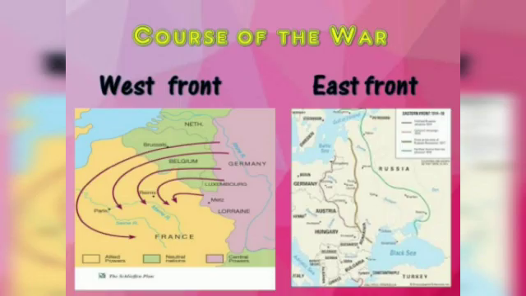Course of the war. The battle occurred on two fronts, the west and the east. Germany fought against France on the west front and against Russia on the east front. The German plan was to destroy the French on the west front before facing Russia in the east.